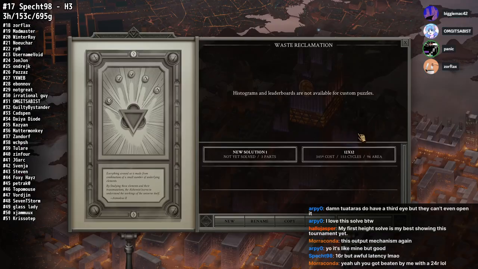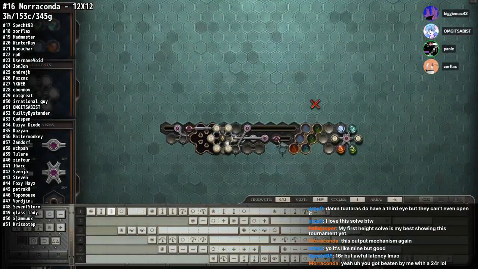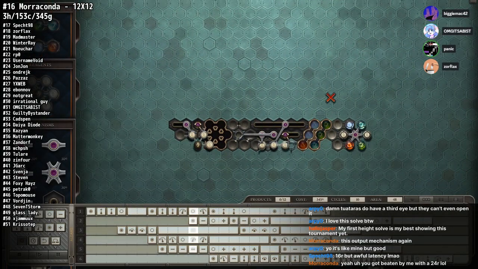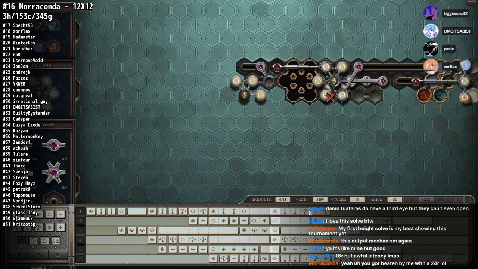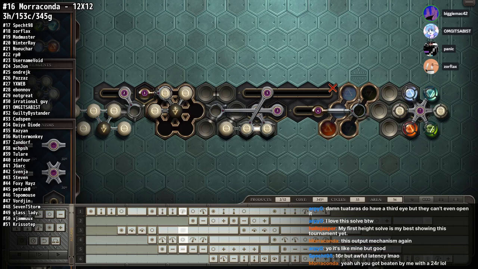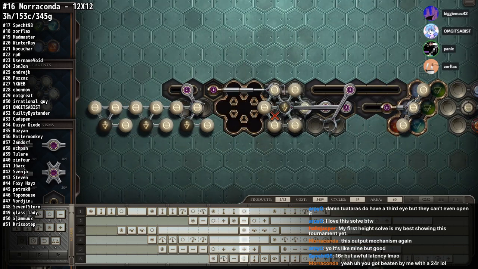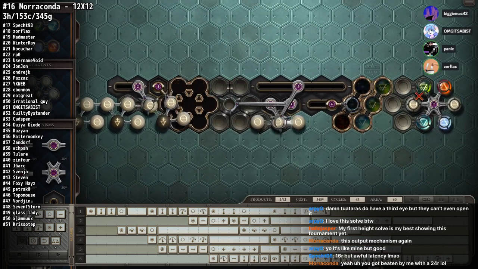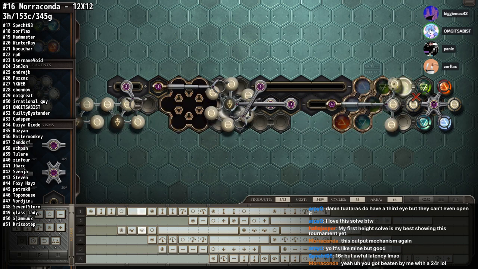Alright, so now we have finally a secondary tie with a tertiary difference. Yo. From Morikanda. Let me zoom in. There it is! Oh yeah, the waste chain and the output. Advantage of this is very low latency. Yeah, so simple and reasonably nice looking low effort solve.